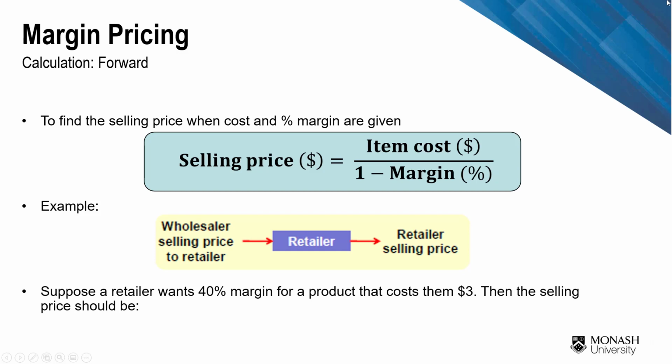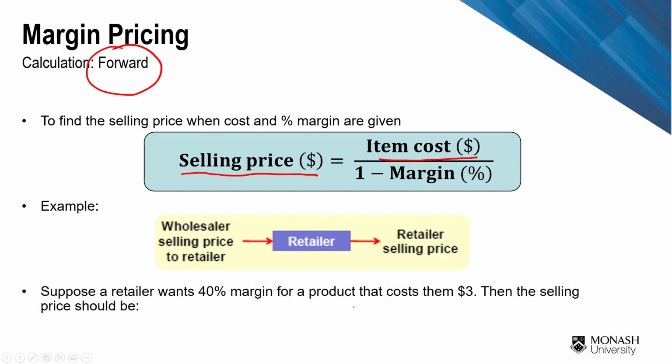In this case, the calculation is considered forward, because we are going to calculate the selling price rather than the item cost. We are going to calculate the selling price from the item cost that is given to us. So if it is margin pricing, then the selling price in dollars equals the item cost divided by 1 minus the margin, in percentages.